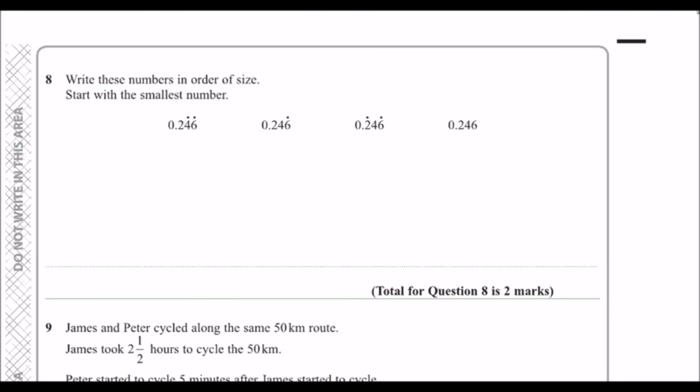Okay, question 8. Write these numbers in order of size. Start with the smallest number. So we've got 0.2464646, we've got 0.2466666, 0.246246, and we've got 0.246. So start with the smallest number, which is 0.246.